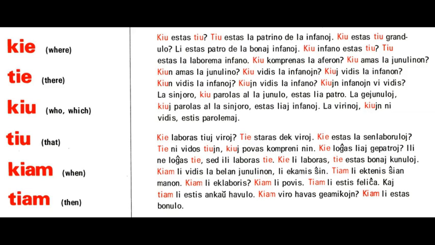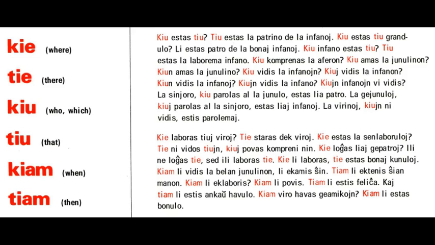Kie estas la senlaboruloj? Where are the workless ones? Tie ni vidos tiujn, kiuj povas kompreni nin. There we shall see those who are able to understand us. Kie loĝas liaj gepatroj? Where do his parents live? Ili ne loĝas tie, sed ili laboras tie. They do not live there, but they work there. Kie li laboras, tie estas bonaj kunuloj. Where he works, there are good companions.